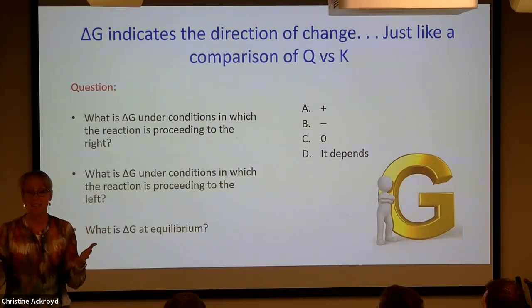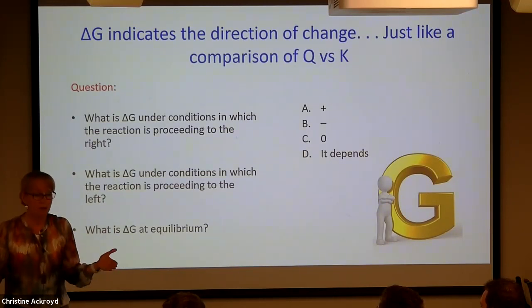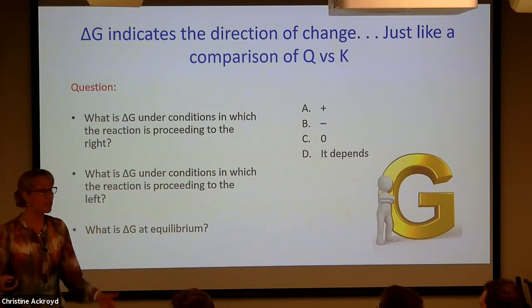Okay, other than the fact that you memorize that delta G is zero in equilibrium, does it make sense that delta G would have to be zero in equilibrium? At equilibrium, there's no push forward and there's no push backwards, right? So delta G has to be zero.